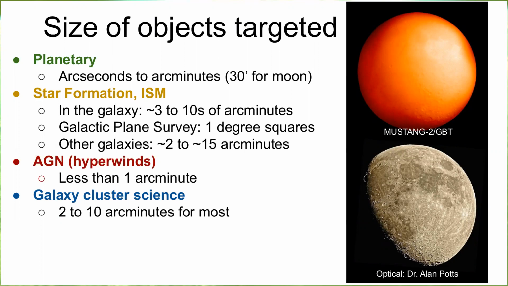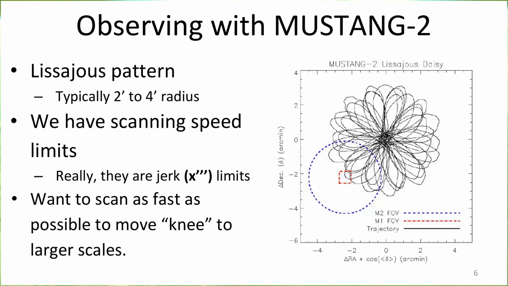All right, so why is it that scales beyond the instantaneous field of view are difficult to recover? Well, that relates heavily to how we observe with Mustang 2. So here I'll get into our standard scan pattern observing strategy with Mustang 2, especially for galaxy clusters that are only a few arc minutes in radius. In which case, we use this Lissajous daisy pattern, whose radius is roughly that of the galaxy cluster.